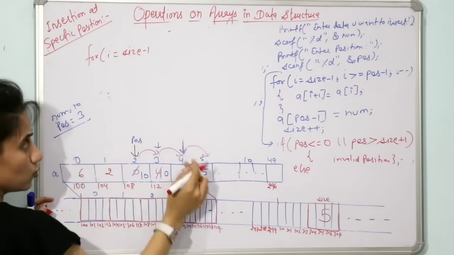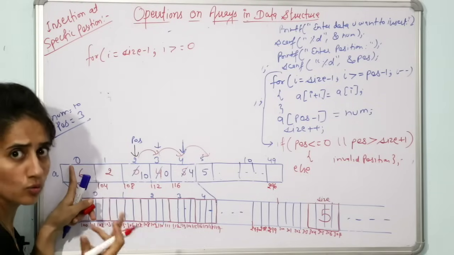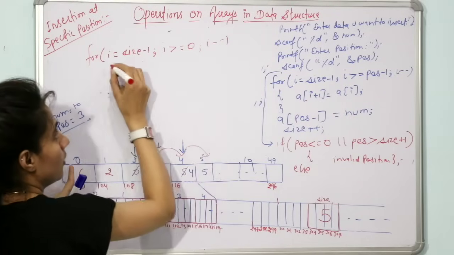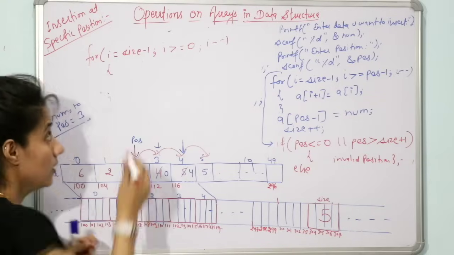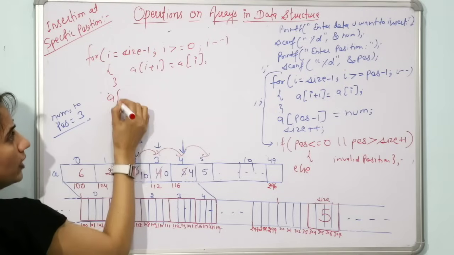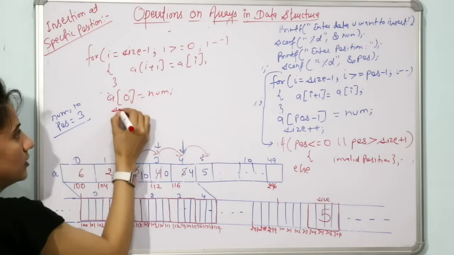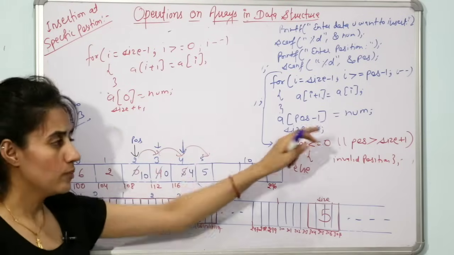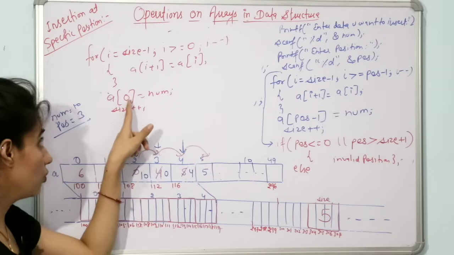I is equal to size minus 1, same, and I should be greater than or equal to 0 now. You know the position, so no need to do position minus 1, and I minus minus. Same, you will write a of I plus 1 is equal to a of I, fine. And here you will write what? At a of 0 you want to insert the number, and simply size plus plus. No need to write position minus 1 because you know where you want to insert, at the a of 0th location, fine.